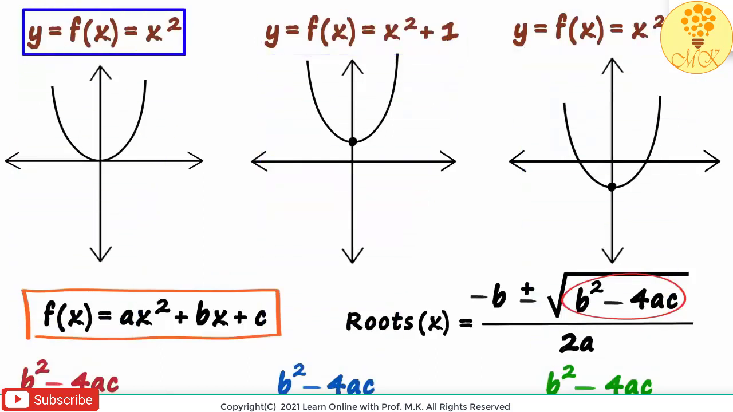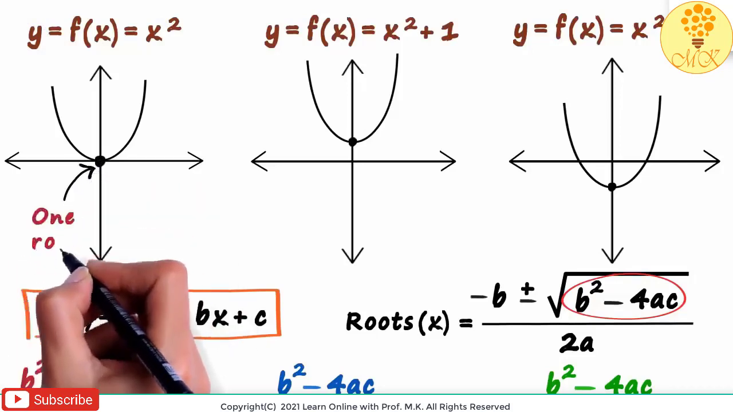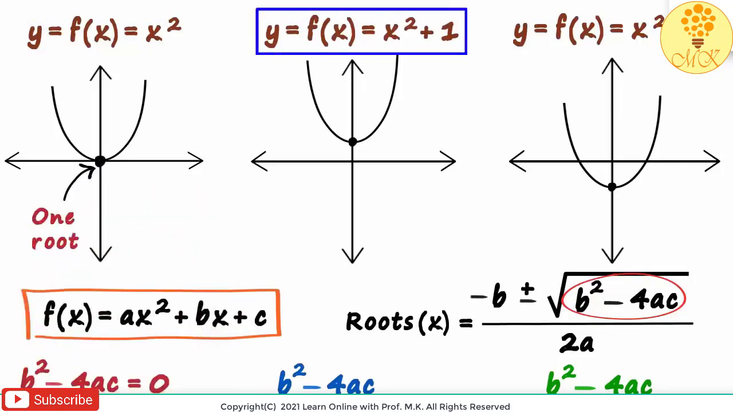In the first function, a is 1, b is 0 and c as well is 0. This will equal 0. It means we have just one root here. And guess what? The function graph also tells us that it has one root. Root is nothing but the value of x as y is 0. Here at this point, the value of the function is 0. Just one root.